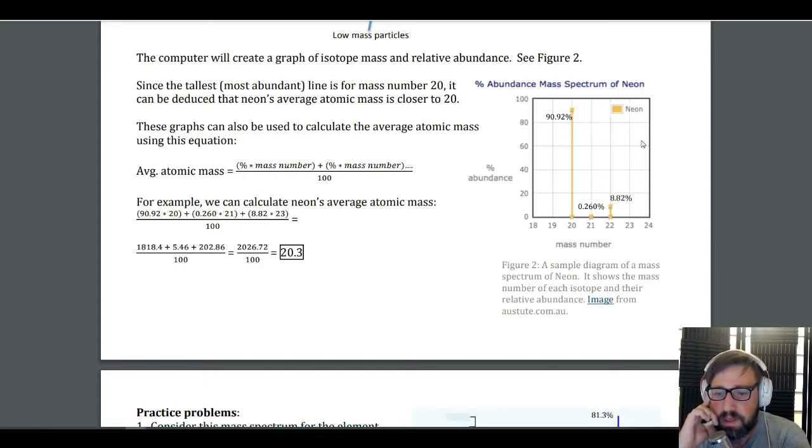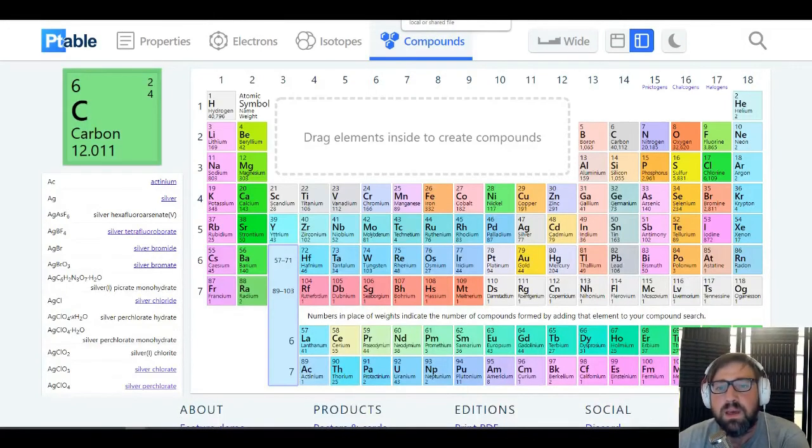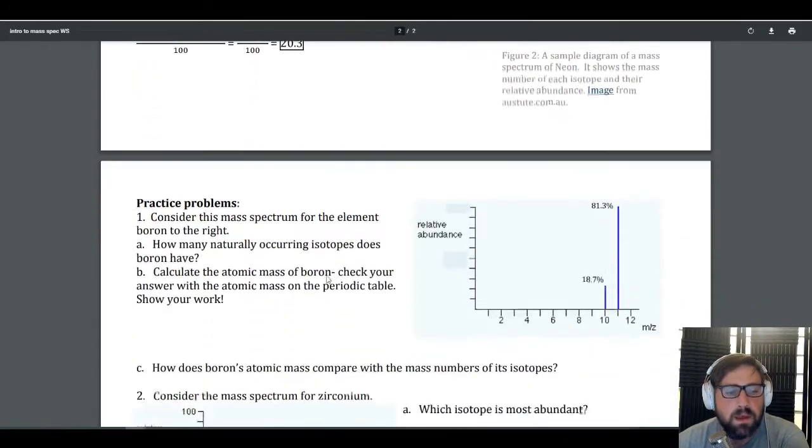This is a good way of getting some precious seconds in for the AP exam and my exams, is to go through and look at this and then ask yourself, okay, I'd have to put it about here, so it's around 20. Look on the periodic table. Okay, what's 20? A little bit above 20. Neon is the answer. Awesome. And then move on. You don't need to go through and calculate.